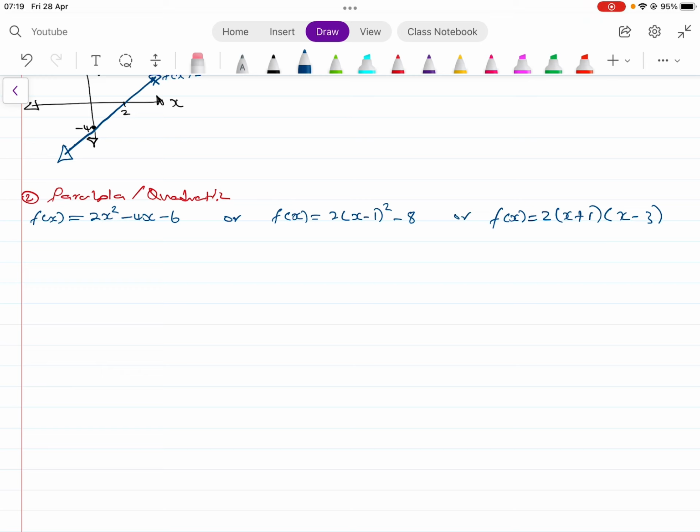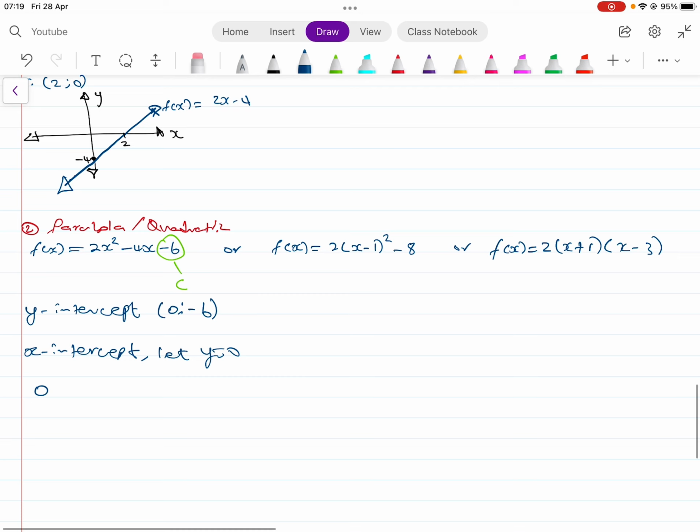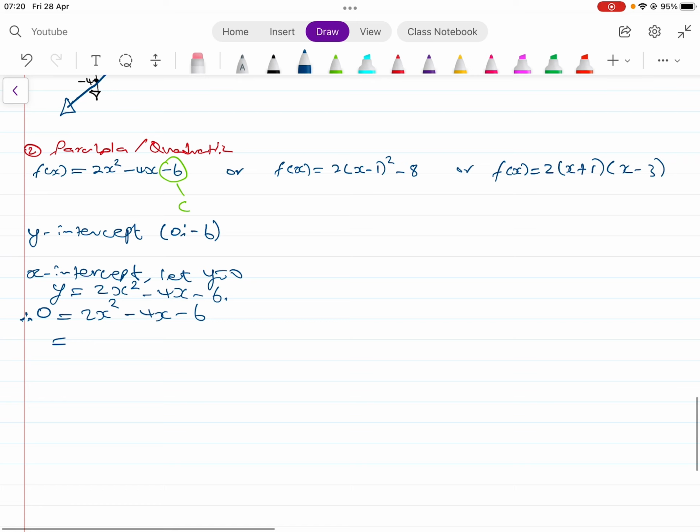So after that, we now continue by letting y equal 0. 0 is going to equal 2x squared minus 4x minus 6, because basically the equation is y equals 2x squared minus 4x minus 6. Sometimes I just like rewriting the equation. Okay, let's divide out by 2 because you can see 2 is a common factor.